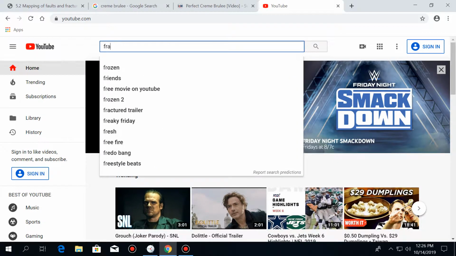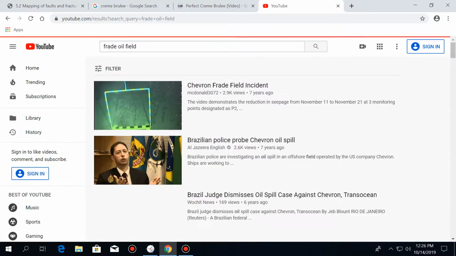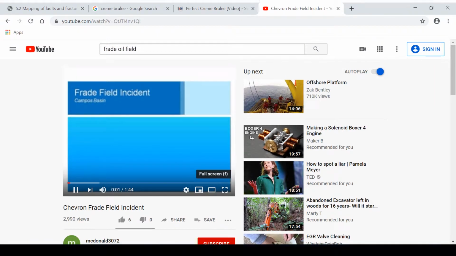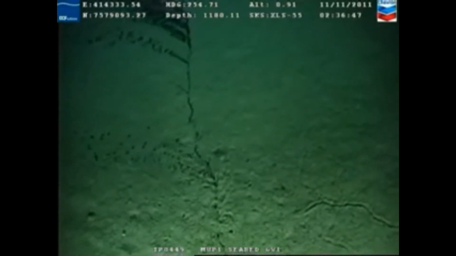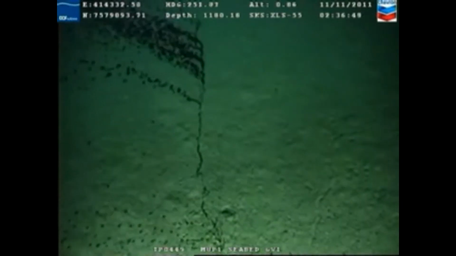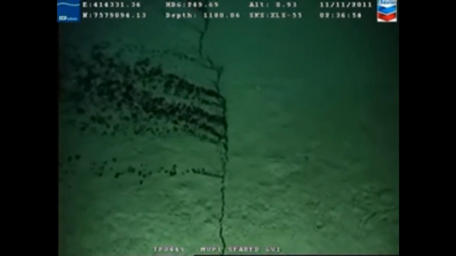And this is an example called the Frade Oil Field. So this is in offshore Brazil. What do you think that is? That's not a video.